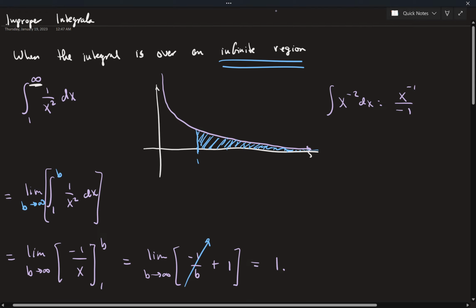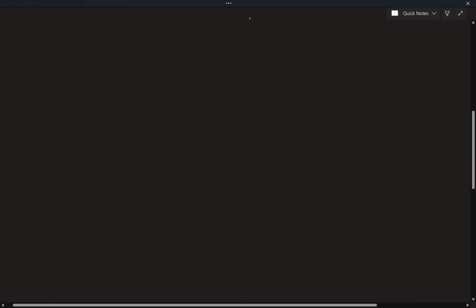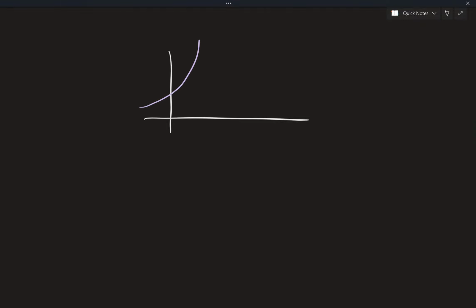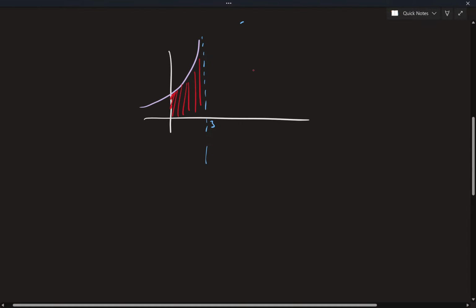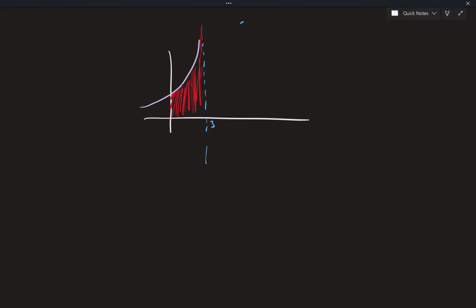Another way that an area could be infinite is with an asymptote. So it does not have to be an infinity here. So the other way that this could happen is a function which has a vertical asymptote. Let's say this asymptote was at 3. And I want to find out this area. It goes all the way up here. So that does not have an infinite bounds, but it is an infinite area.